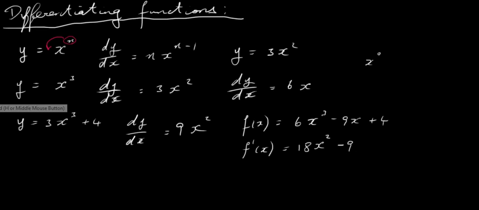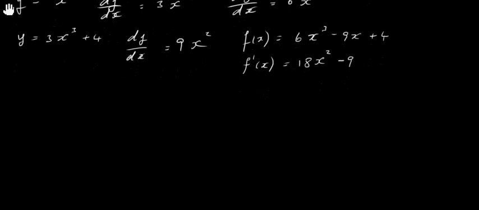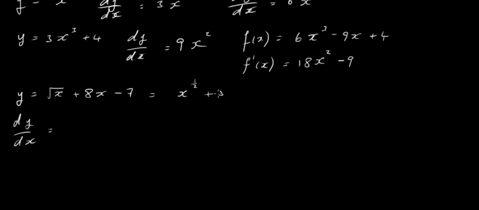Okay, so let's try another one. Let's say y is equal to the square root of x plus 8x minus 7. Okay, differentiate this, what do we get? Well, the only difference here is this term here. But if we look at that term, that's really just x to the power of a half. Here we have 8x still, we leave that as it is, and minus 7. So you do exactly the same thing again.